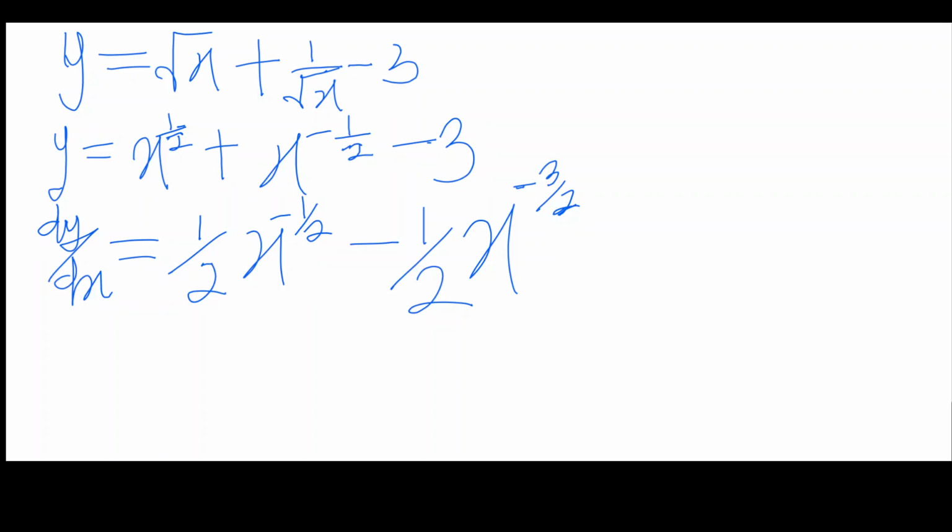And don't forget, the differentiation of a constant is 0. So the final answer is what I have here. It says half x to the power of negative half minus half x to the power of negative 3 over 2.